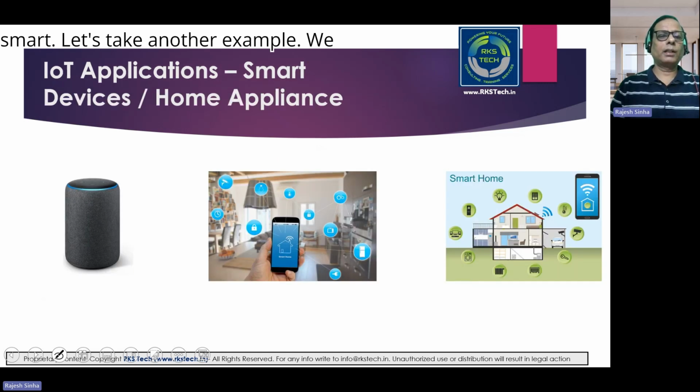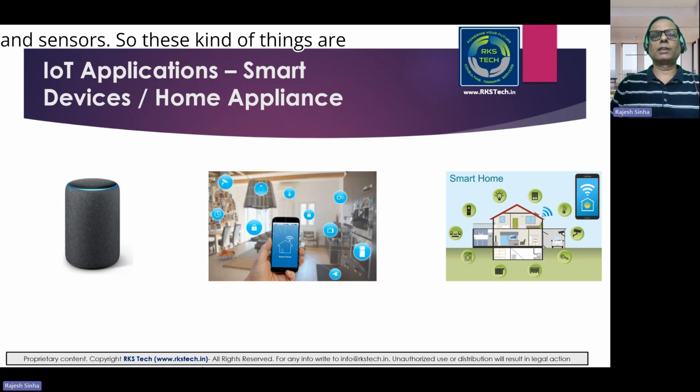Let's take another example. We have already looked into smart home devices. You have smart speaker, you have smart fridges. Nowadays we have the concept of smart homes where you have a lot of automated things. There are motion based lighting systems, there are smart meters, then there are smart security systems. Your home is being monitored using security cameras and sensors.